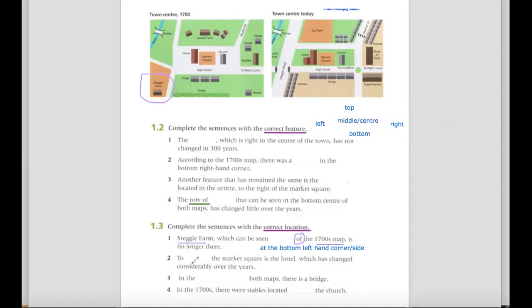Let's have a look at sentence number 2. To the something of the market square is a hotel, which has changed considerably, meaning a lot over the years. So let's look. Here we have the hotel. Oh, here we have the market square. Okay, and they're talking about the hotel. So it is to the left. You must have the. So to the left of the market square is the hotel.